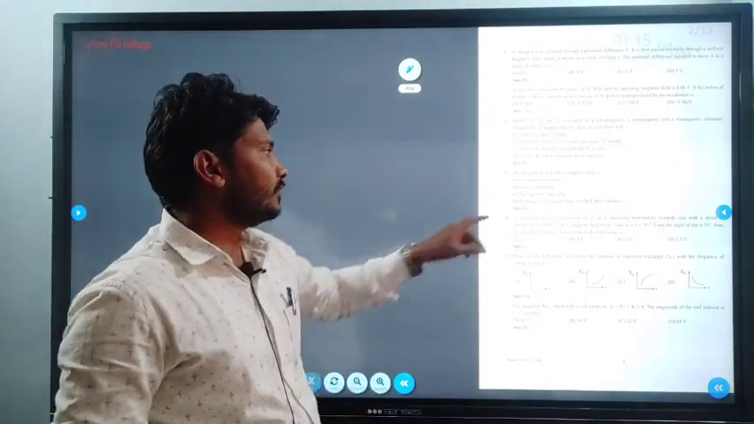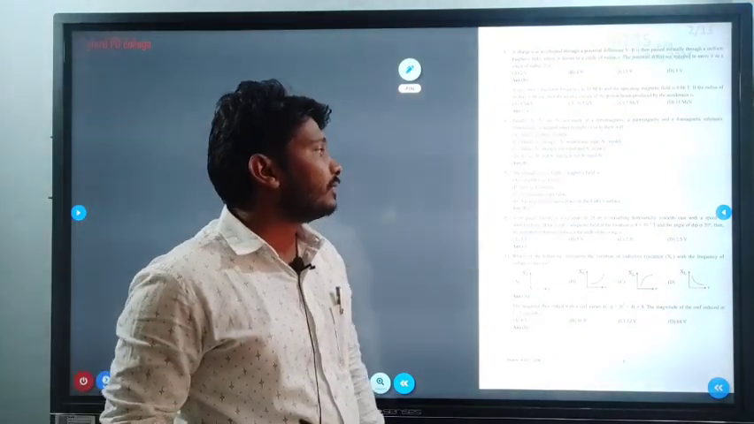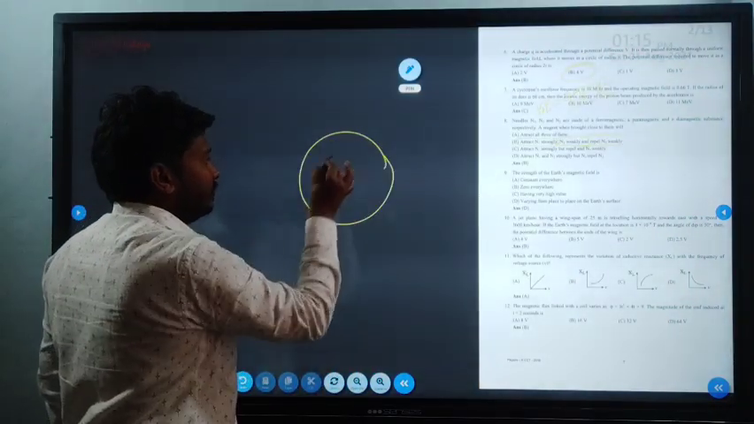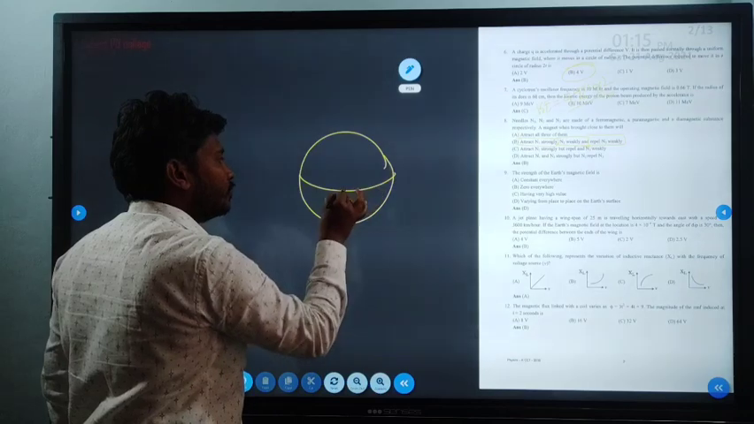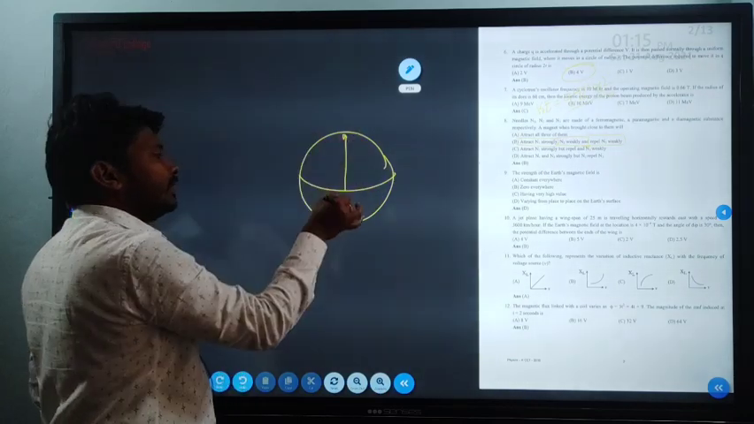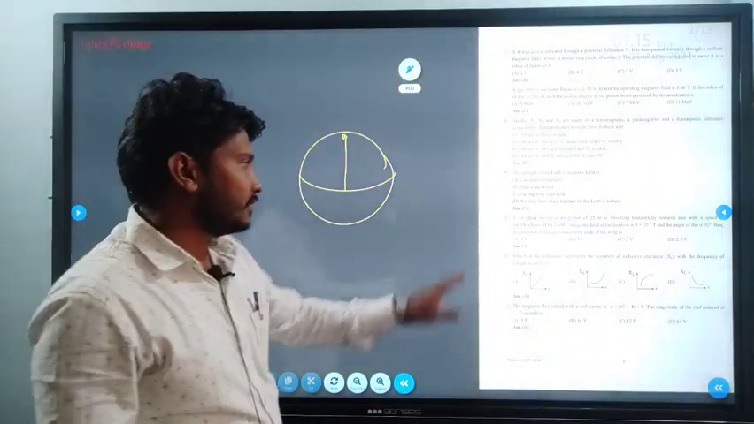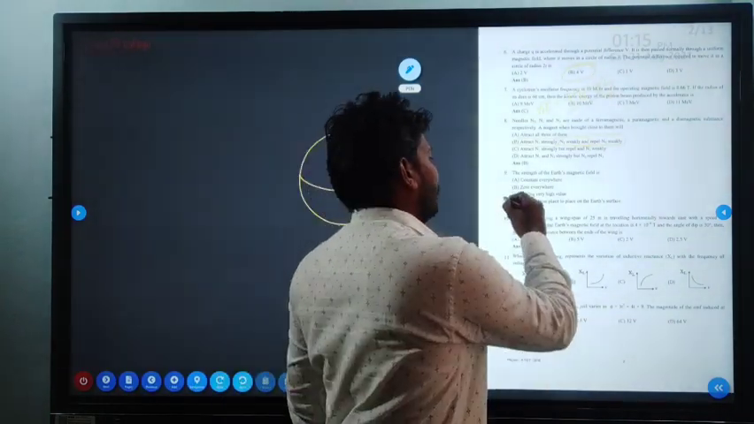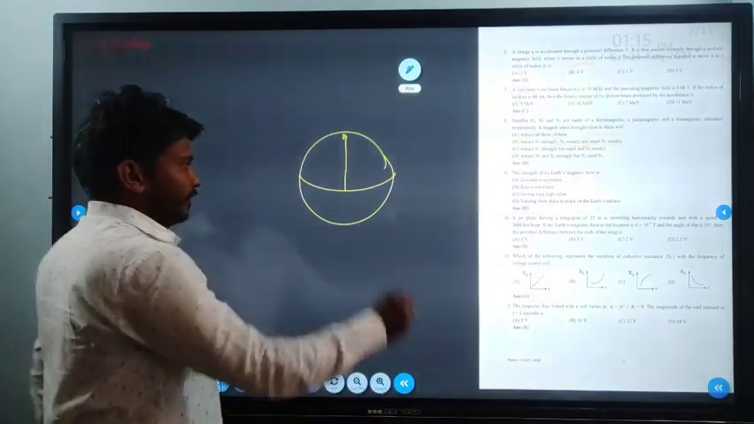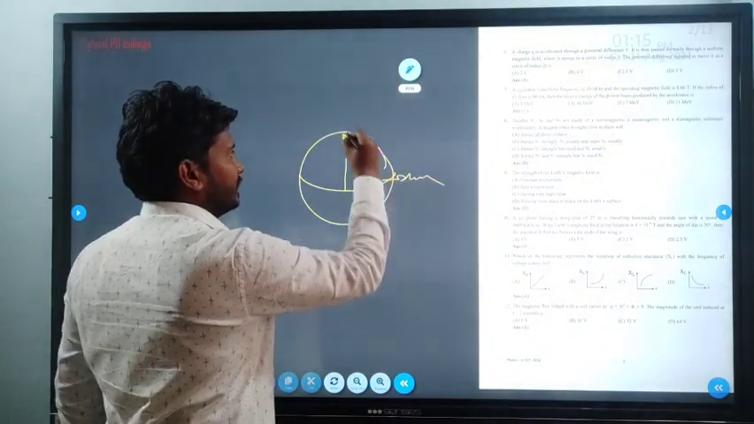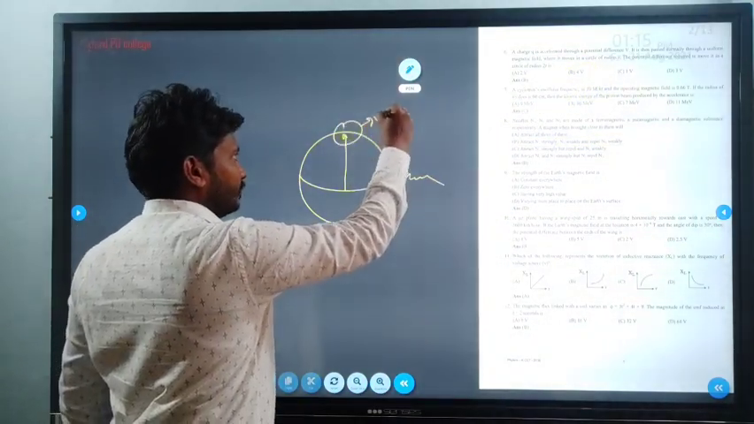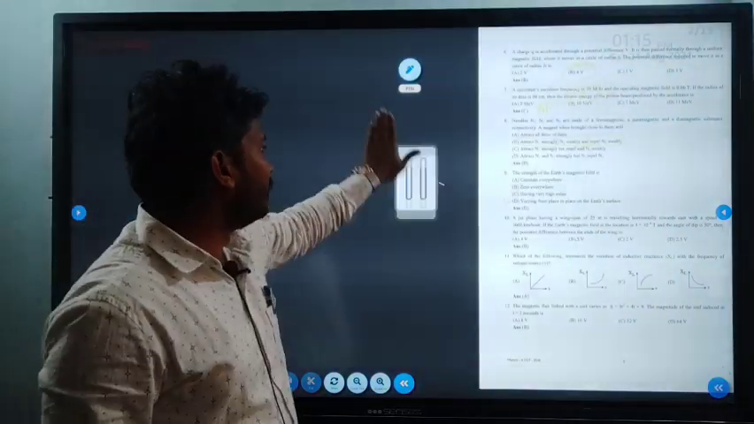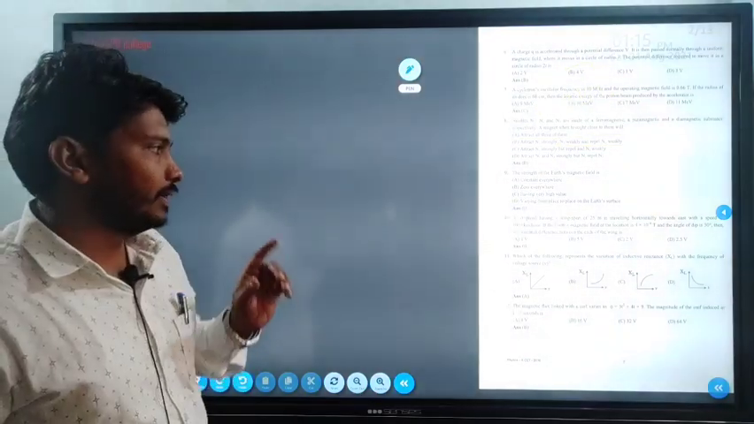Then the next one, the 9th question. The strength of the earth's magnetic field is not the same everywhere. If I move from the equatorial region to the polar region, the earth's magnetic field value goes on increasing. So the answer is varying from place to place on the earth. At the equatorial region it is less, and at the polar region it is greater.